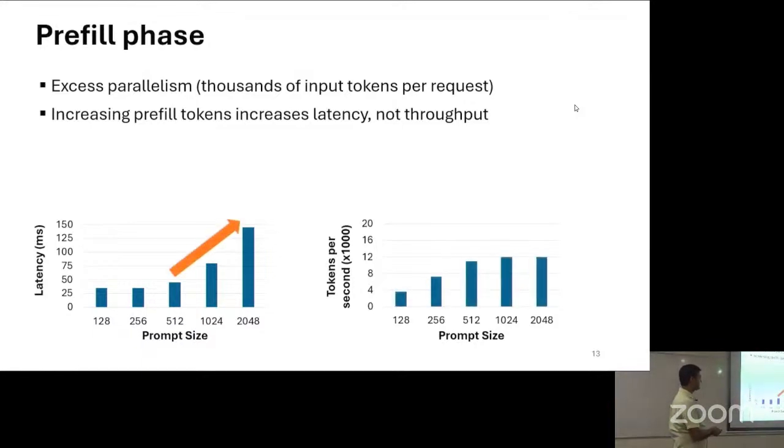In terms of throughput, the behavior is different. At 512, we have reached near peak performance of the GPU. So beyond that point, feeding larger prompts is not going to help improve performance. So throughput is maximized at around 512, the number of tokens I can process per second.